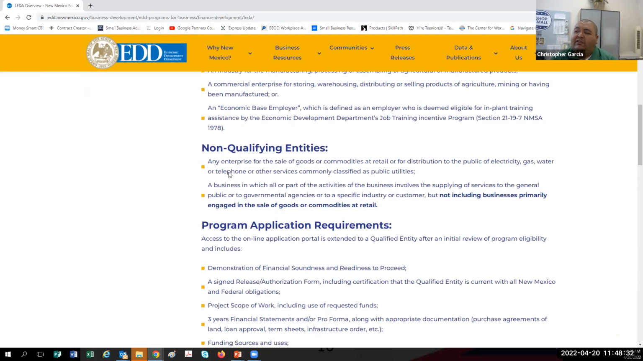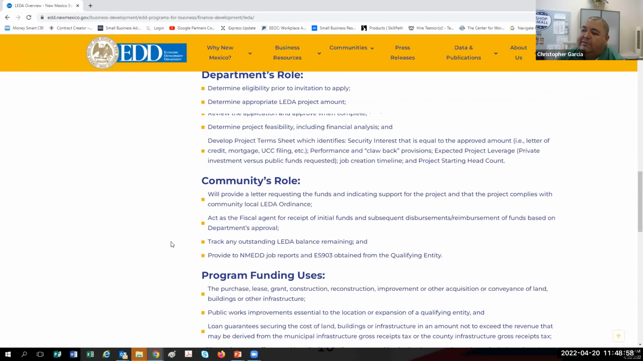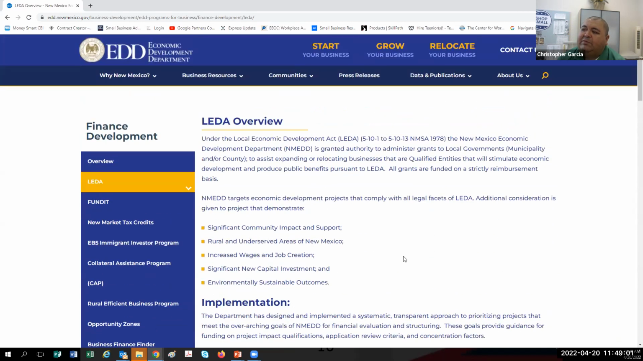Non-qualifying entities are usually service businesses or retail businesses. But they may, if you're in a real rural underserved area of New Mexico, say you want to start a small retail or service business in Mountain Air, New Mexico, then they might consider the business. And it goes into the program application requirements. But I want to let you know this is a reimbursement-based program. So you have to come up with the money to create this business, and they will reimburse you based on the application you submit.